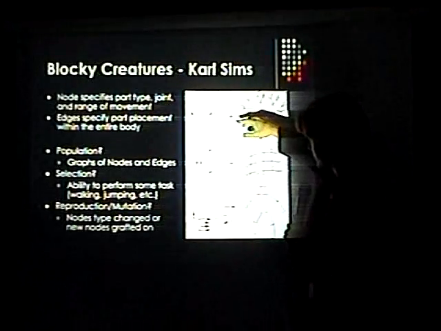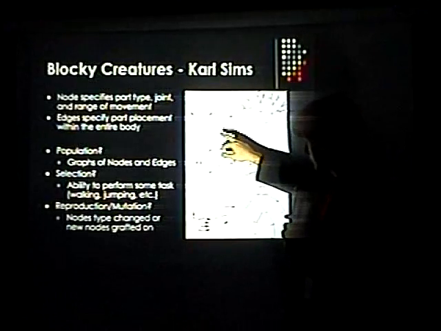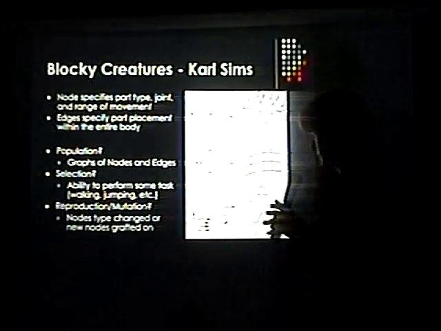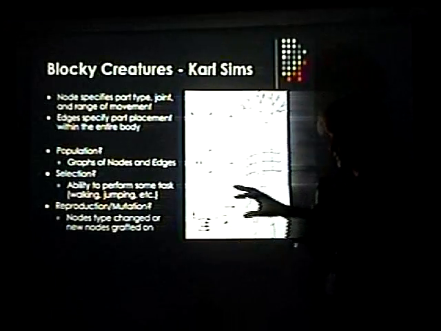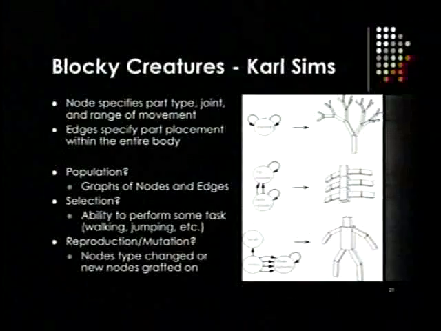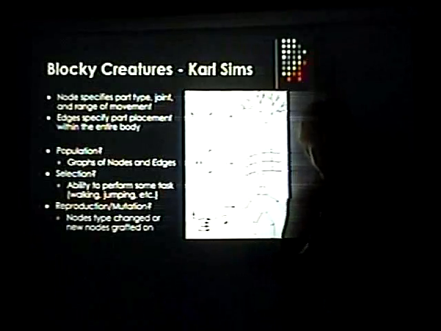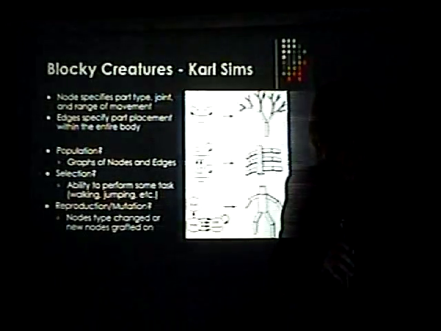the initial population in this case is graph nodes and edges, and its ability to perform some task. It has this critter in some sort of ecosystem where it tries to do something, and then with every mutation, it'll occasionally randomly graft things on, or it will change the node type or connection type. And so I'm going to show you some of the stuff with that.